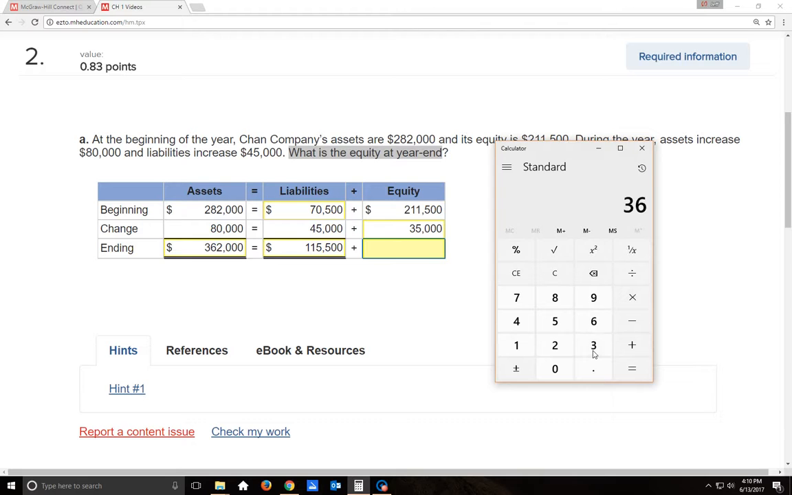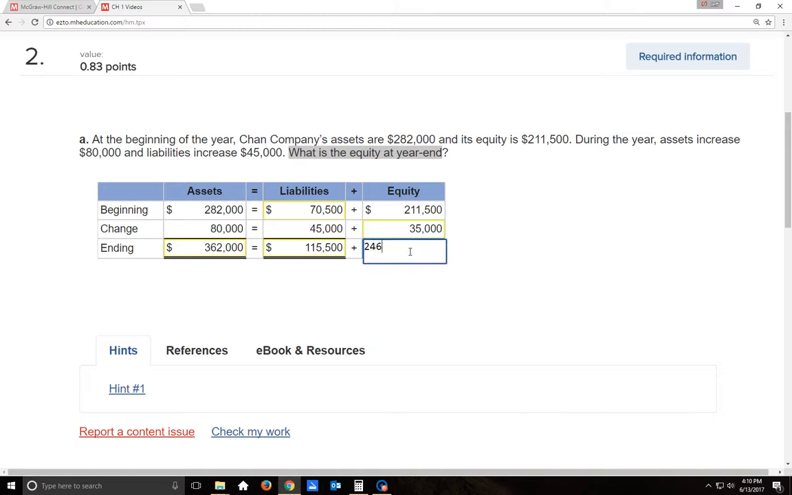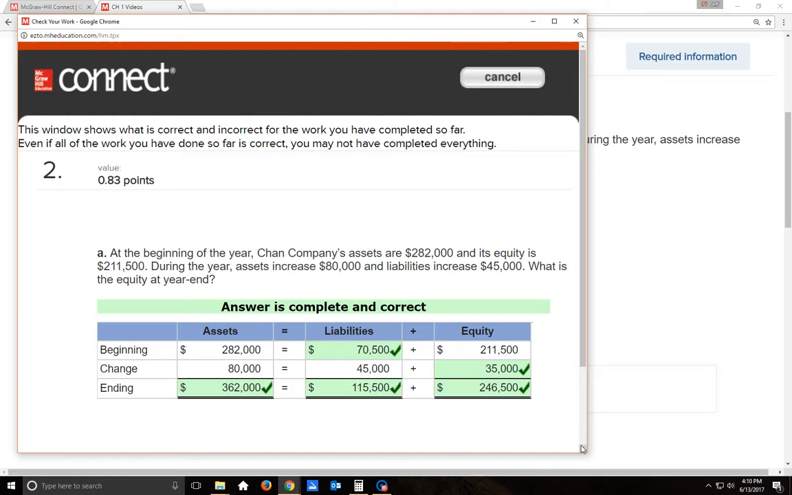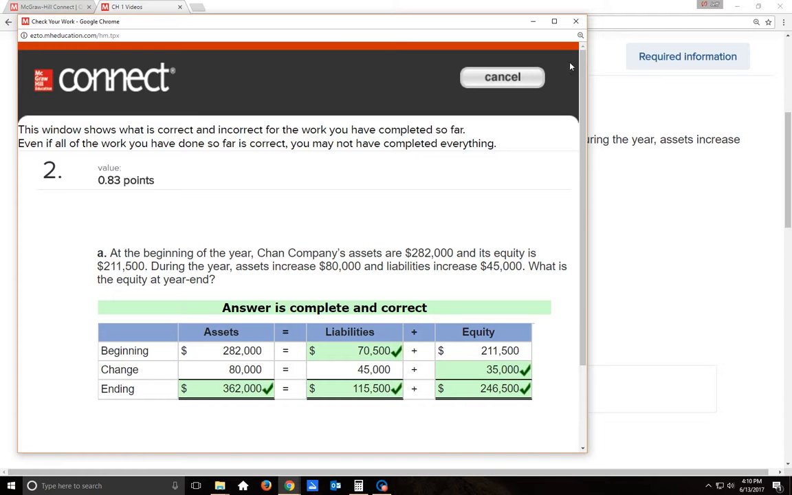Take 362,000 minus 115,500, and ending stockholders' equity had to have been $246,500. We can check our work. And for Part A, we have that correct. Let's move on to Part B.